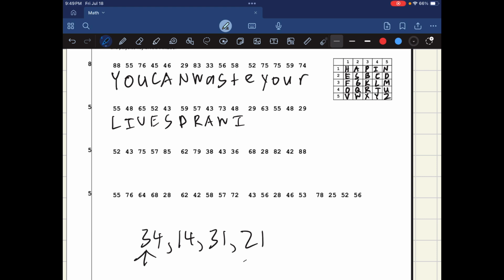One thing you can do once you get used to solving these ciphers is predict certain words that can be formed. So I see "you can waste your lives draw" with the I. I think that this might be drawing. So what I can do is fill out drawing and then test out certain words. So I can test out this letter just to be sure.